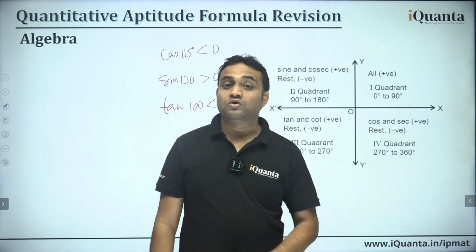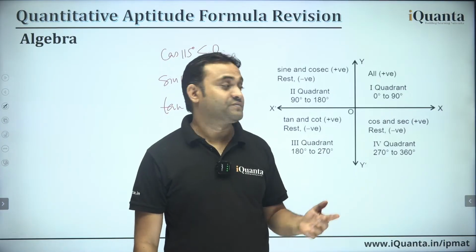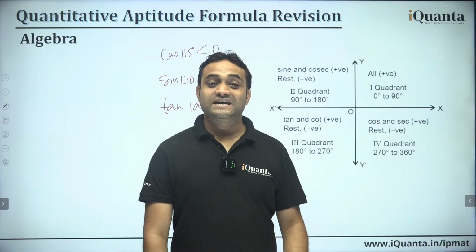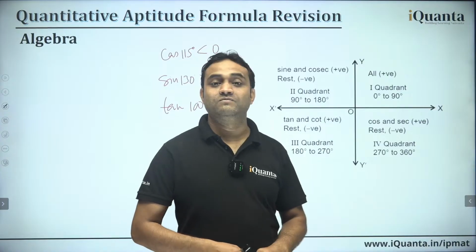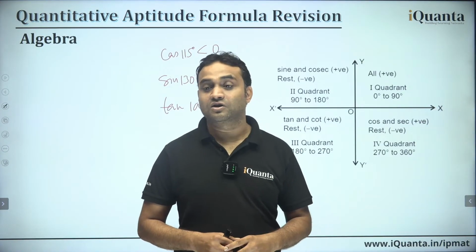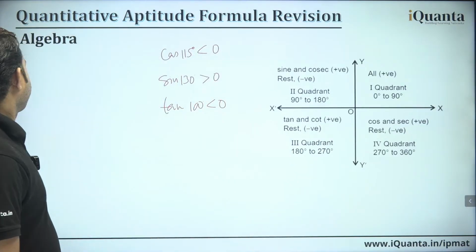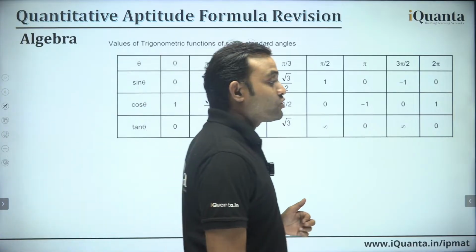And in the fourth quadrant, if theta is between 270 degree to 360 degree, we say that cos theta and sec theta will be positive, and the rest of them will be negative. Rest of them means sin theta, cosec theta, tan theta, cot theta, all of these. Then comes a few important values of these trigonometric functions.